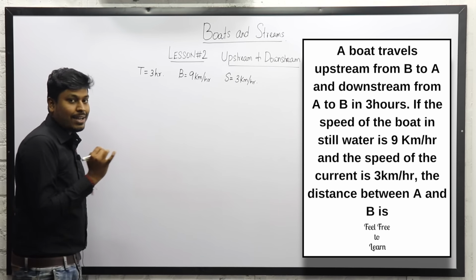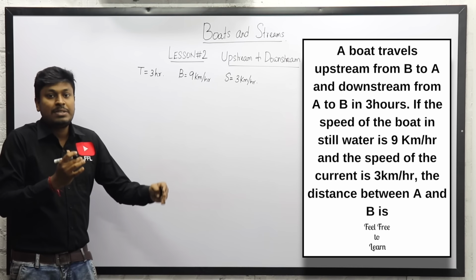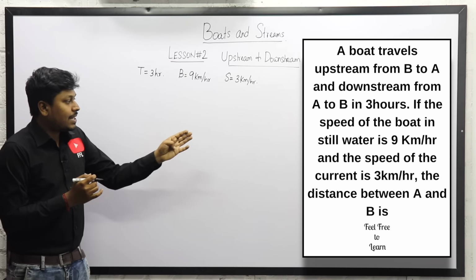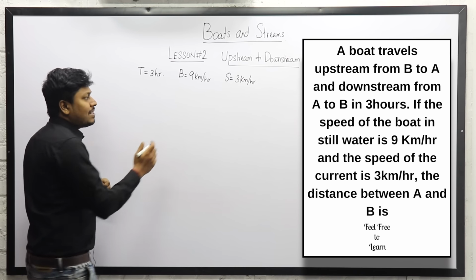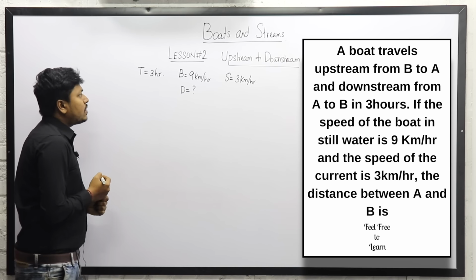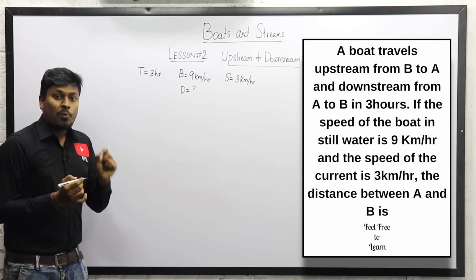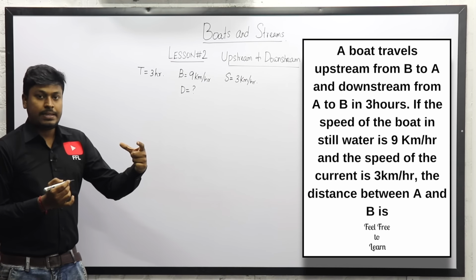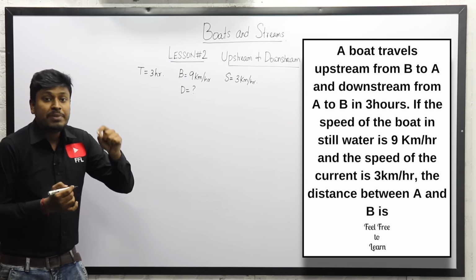And what is our target? We don't know what is the distance between A and B. So our target is to find the distance. Distance is not given, and all the remaining values are given, right? So what we can do is, first we can find the speed of the boat in upstream as well as the speed of the boat in downstream.